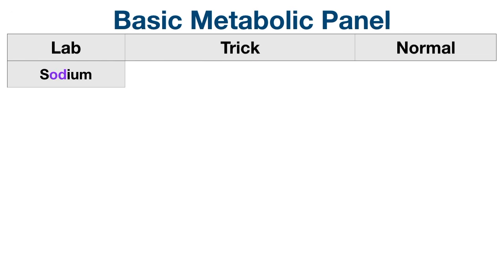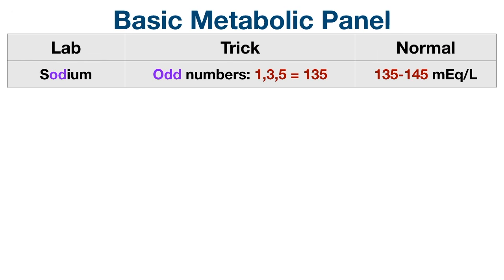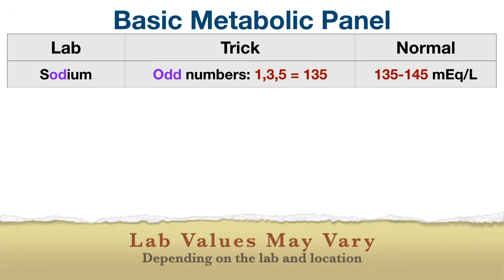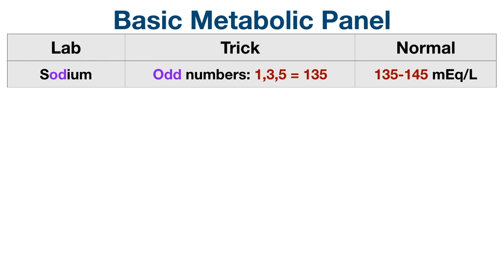Starting with sodium, you're going to use the letters OD in the word sodium to remember odd numbers. You're going to use the first three odd numbers, which are 1, 3, and 5, and this will give you 135. 135 is in the normal range for sodium, and you can simply add 10, which will give you the normal range of 135 to 145. Remember, as we walk through each of these lab values, the normal range may vary depending on the lab and your location.